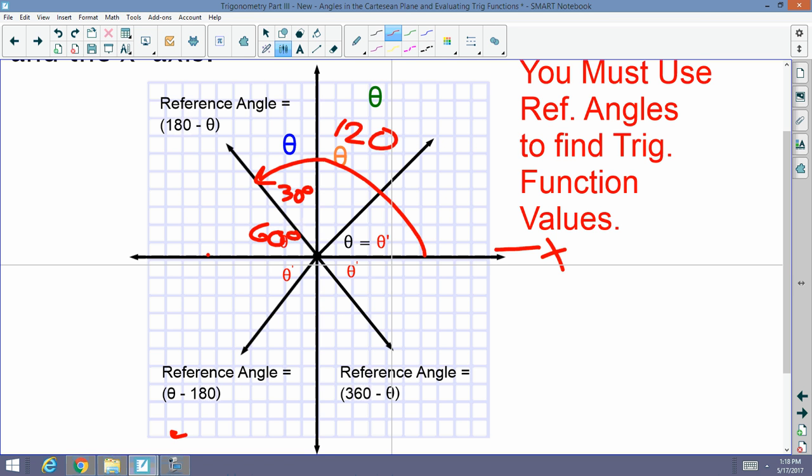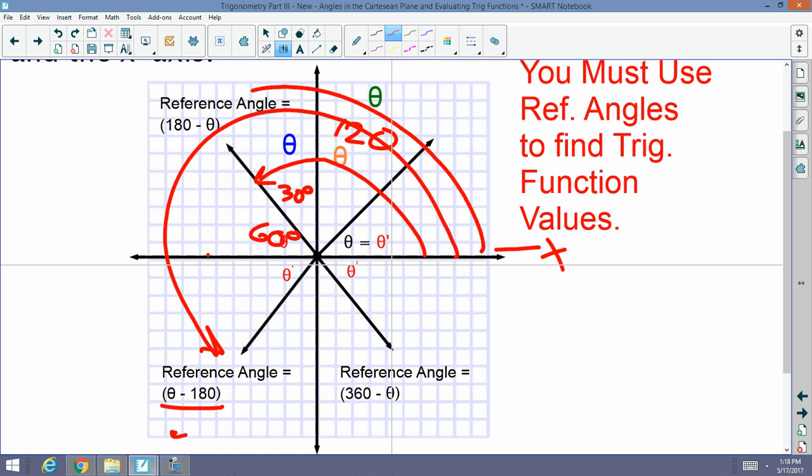Now in this case, if I'm down here in the third quadrant, your reference angle is the angle, which is greater than 180, minus 180. And then if you go all the way around, it's 360 minus your angle. But I never really even look at those. I just look at where the terminal position is, and then I just subtract from 90, because each one of these quadrants is 90 degrees. Is everyone with me on reference angles? Okay.